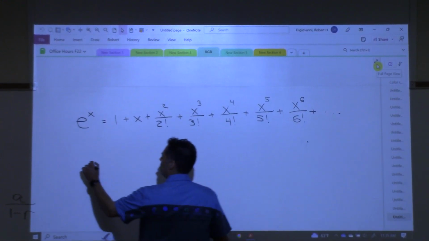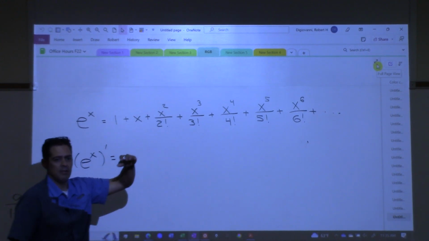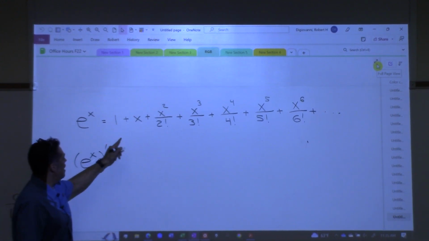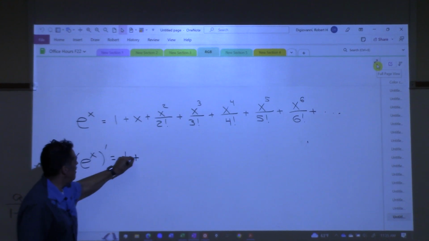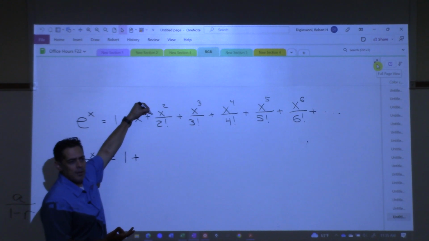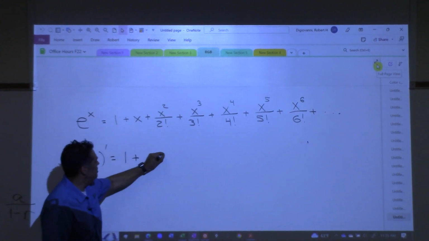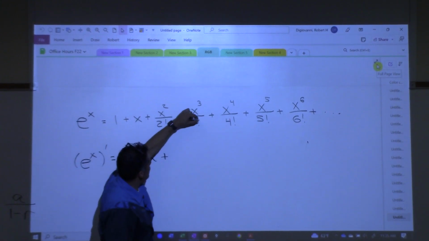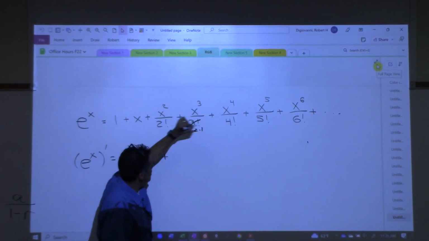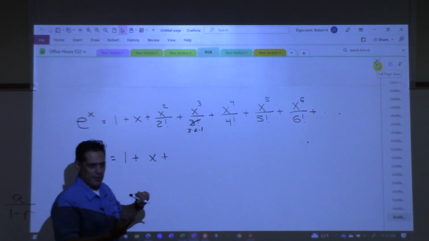Let's try. Take the derivative of this. What's the derivative of 1? Okay, what's the derivative of x? 1. Okay, now here, with the power rule, 2 comes out. What's 2 factorial? 2 times 1, right? So the 2's cancel and you just get x. Okay, here, the 3 comes out. 3 factorial is 3 times 2 times 1, isn't it? Yeah. So the 3's cancel. You get x squared over 2 factorial.